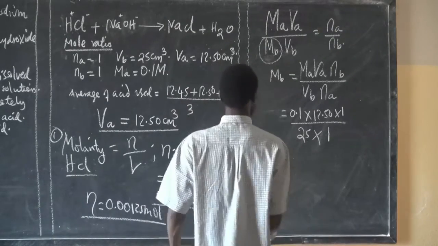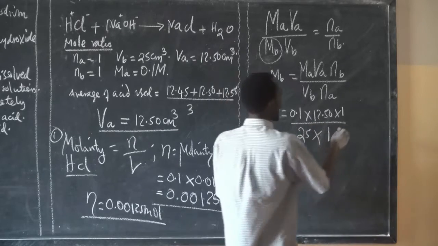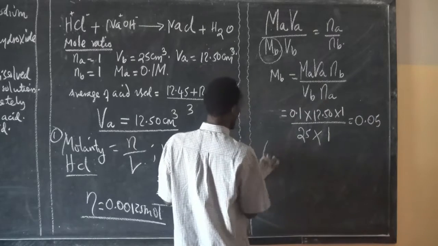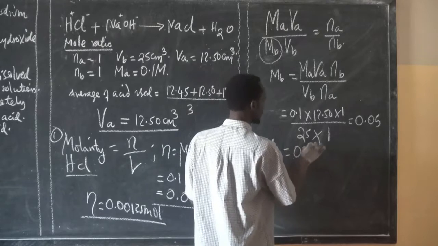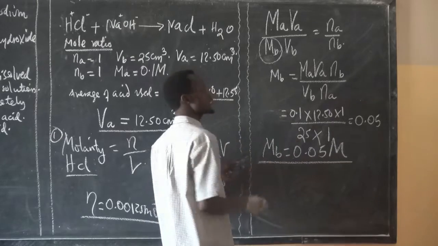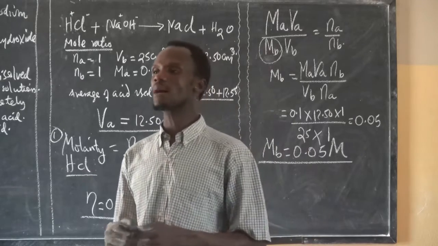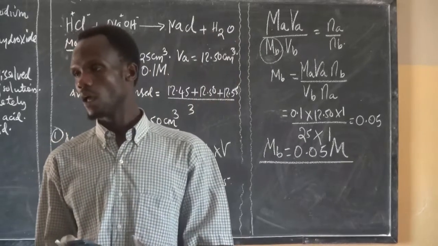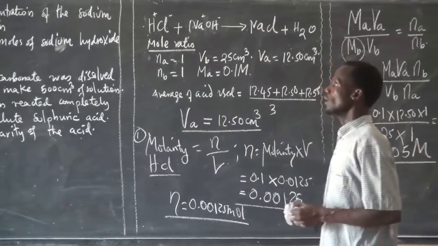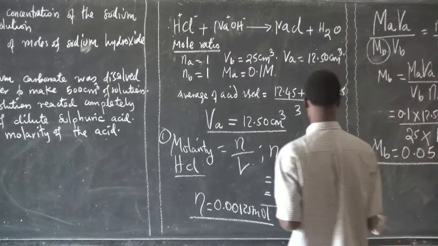Now what next here? You have this and this one, you divide by this one. Now the answer is equal to 0.05. Now molarity of base is equal to 0.05. This is the molarity. This is what we term the molar concentration. Now, the molar concentration means finding out the molarity. And then next, the number of mole of sodium hydroxide solution. The number of mole of sodium hydroxide solution. It is from here now.